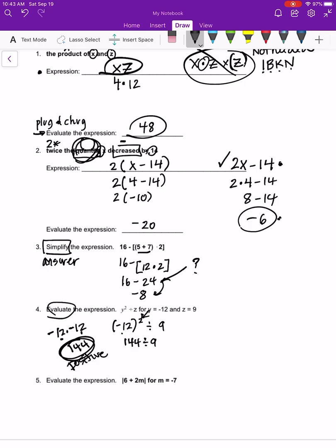And 144 divided by 9, let's see, 9 goes into 144. I think 9 and then 50, that's 16 times. So your answer is 16.